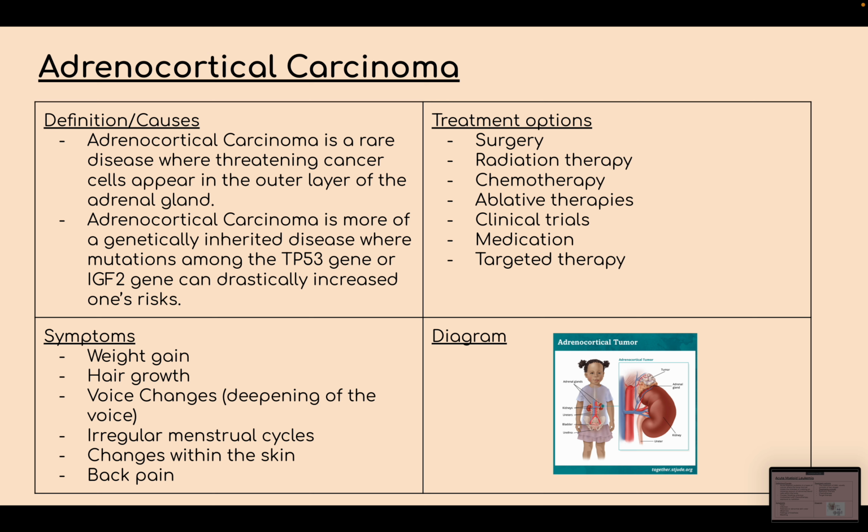However, there are many treatment options for this disease, such as surgery, radiation therapy, chemotherapy, ablative therapies, clinical trials, medication, and targeted therapy. Here you can see the tumor in the gland in the diagram. The adrenal gland is the gland just above the kidney.